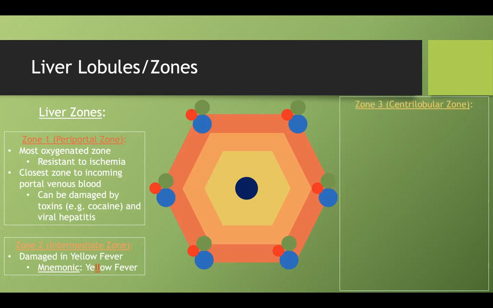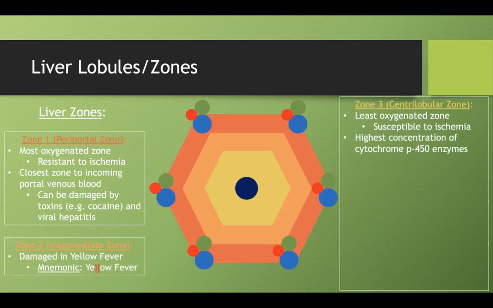Zone 3 is much more high yield than Zone 2, and so we'll go over what Zone 3 is all about, the centrilobular zone, highlighted in yellow here. So this is the least oxygenated zone, which should make some sense because the hepatic artery has a lot of oxygen here, but as oxygen gets utilized by cells, there's going to be less available in this region. And so this is the most susceptible to ischemia. This has the highest concentration of cytochrome P450 enzymes. Remember that these enzymes are responsible for neutralizing and metabolizing a lot of products, including many of the drugs that people take. So here's a few enzymes.